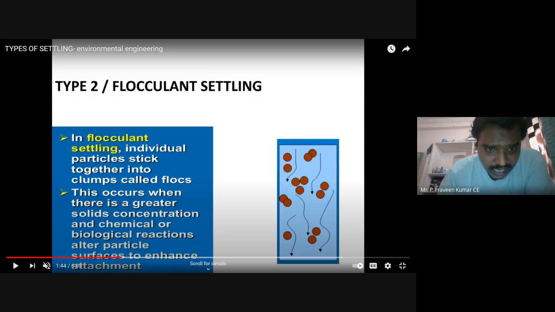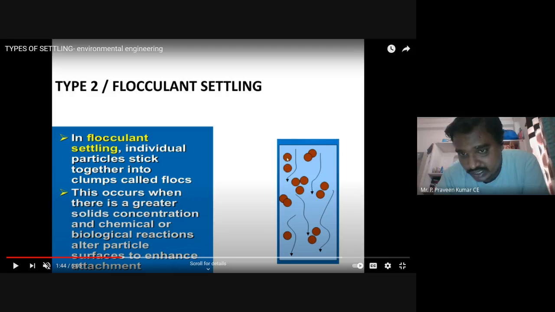Okay, this occurs when there is a greater solid concentration. This type of flocculent settling appears when there is a greater solid concentration, and chemical or biological reactions alter the particle surface for attachment. With these types of reactions, chemical or biological, this type of flocculent settling will happen. See here in the picture, you can see the individual particles are concentrated with other particles, that means they stick with other particles.